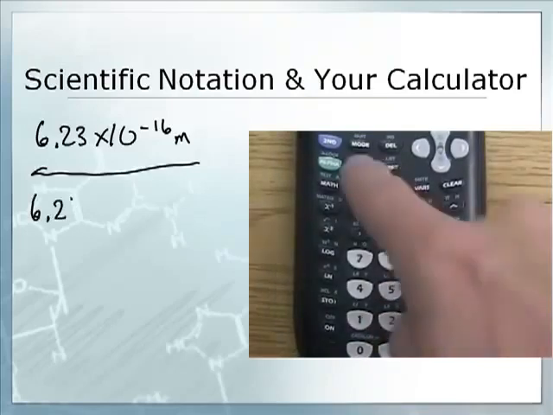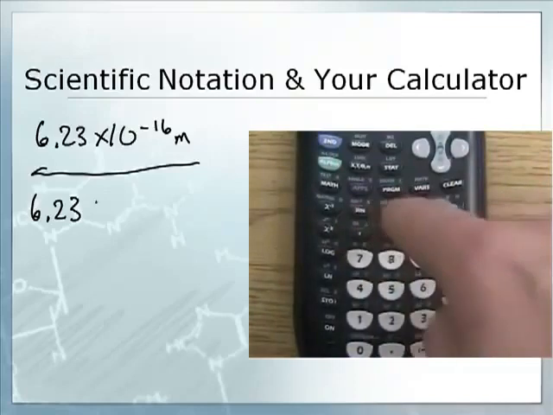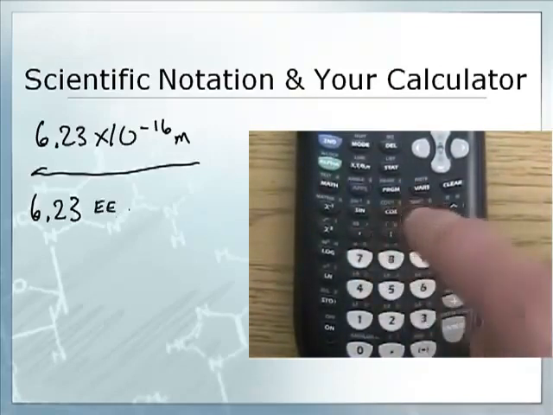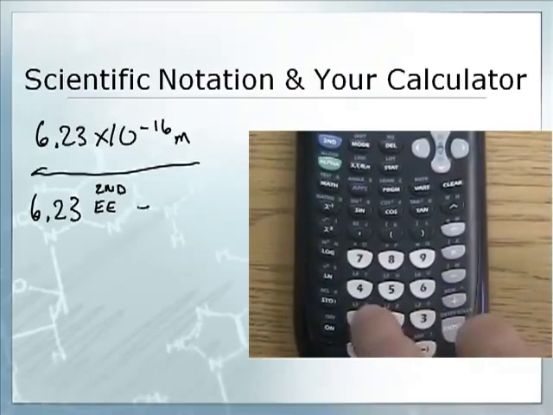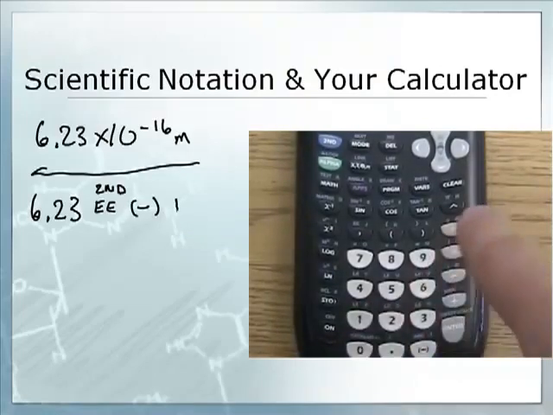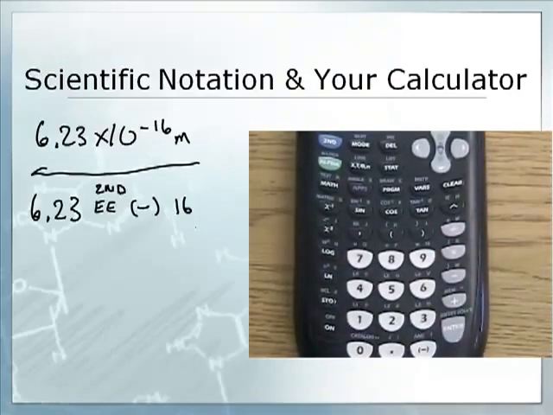6.23 times 10 to the, which is second EE. Okay? Now, when I punch that in my calculator, I always say "times 10 to the" in my head. When I hit the second EE, I always go "times 10 to the" in my head, negative 16. Got that, guys? Now, let's see what these numbers would look like on your screen.